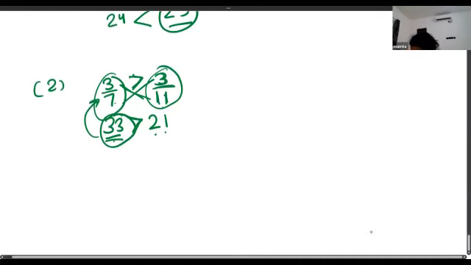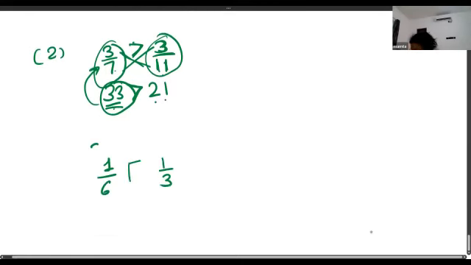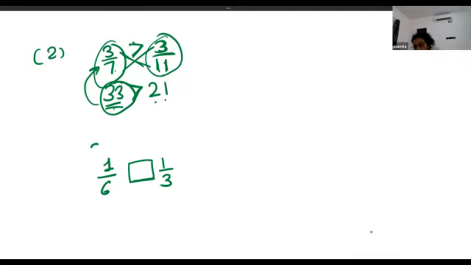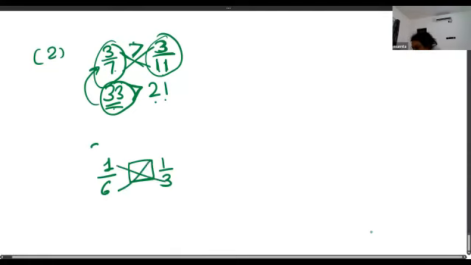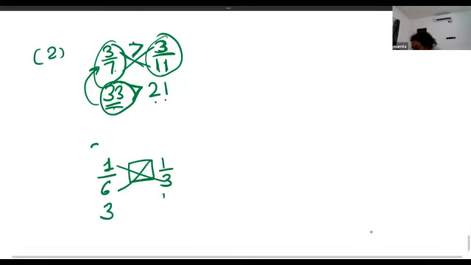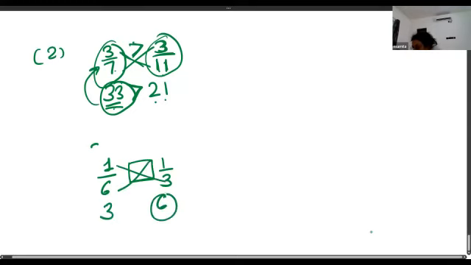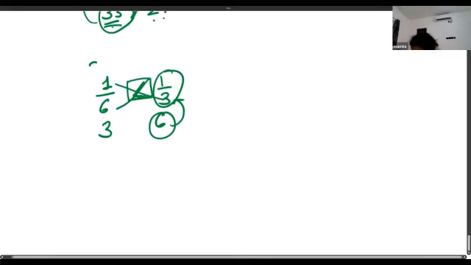Now, children, if I say 1 by 6 and 1 by 3, which number is larger? Right here, the larger sign points toward the larger number. 1 by 3, yes. Because if I cross multiply, 3 into 1 is 3, 6 into 1 is 6. So 6 is greater than 3. So corresponding to 6, the fraction is 1 by 3. So 1 by 3 is more than 1 by 6. Understood, children?